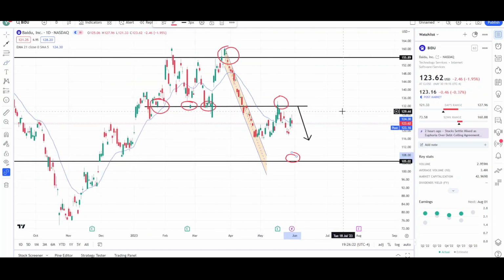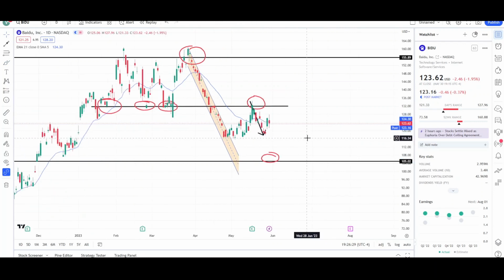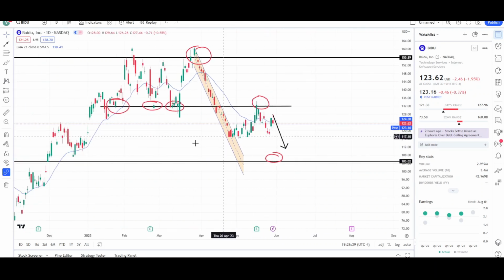It's more likely that the bulls will get trapped and the bears will win, and then prices will eventually go lower. So it's looking like we're going to probably see another leg down. We saw one leg down here, and the second leg could start right about here, and we could see the 111 level, possibly even the 105 level. So Baidu is still looking pretty bearish.